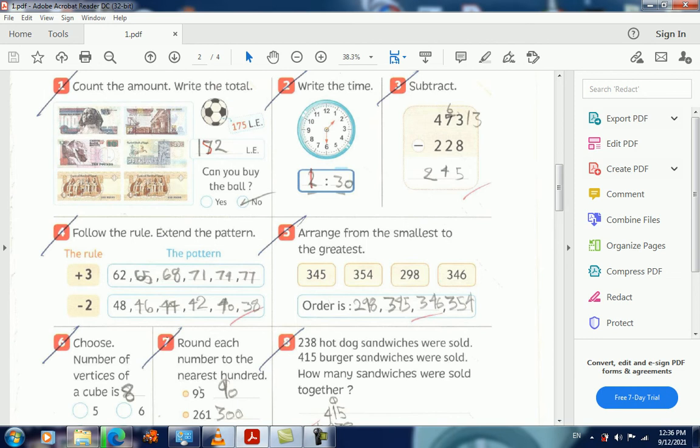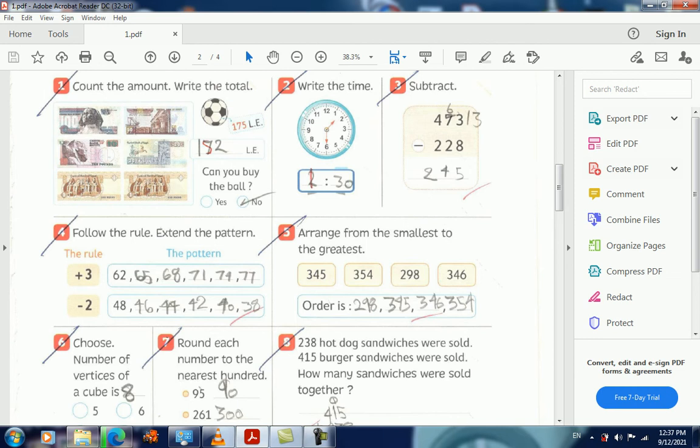Number 2, write the time. We have the small arrow pointing between 1 and 2, and the large arrow at 6. So this means it's half past 1 or 1:30.